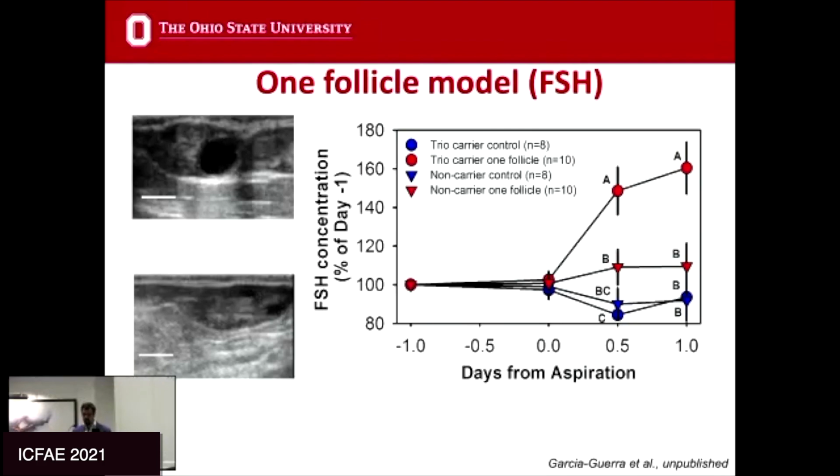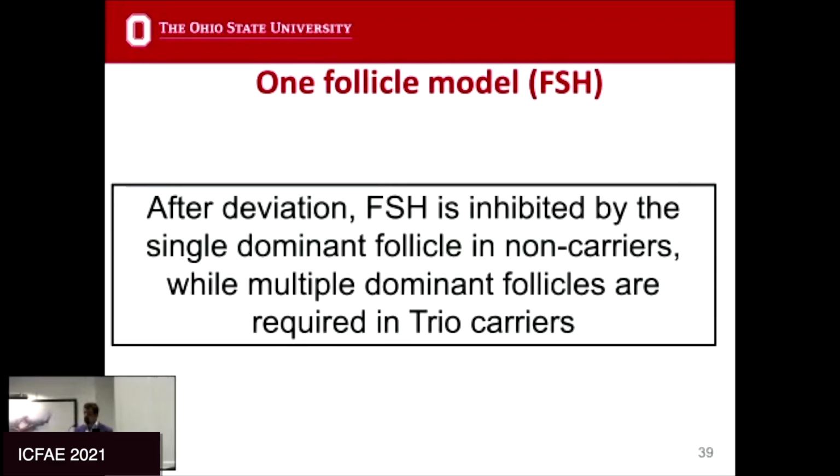And what you can see is that as soon as we create that one follicle model in the trio carrier, FSH rises and becomes significantly elevated compared to the other groups. And we really did not see much change in trio carrier controls or in the non-carriers that had a single dominant follicle. It didn't really matter whether we took the other ones away. So that gave us the premise that FSH, after deviation occurs, once you have selection of dominant follicles, is inhibited by the single dominant follicle in the case of control animals, while multiple dominant follicles are required in the case of the trio carriers.